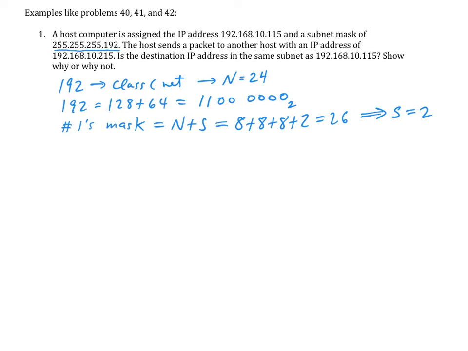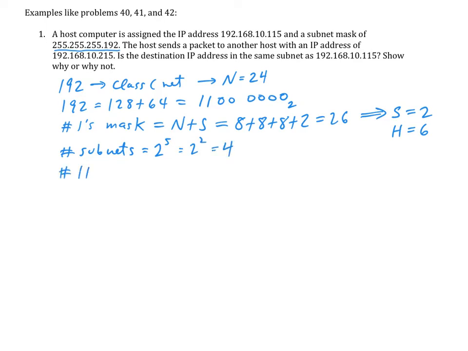So without subnetting, we have n equal to 24 and h equal to 8. 24 plus 8 is 32, the full length of the IP address. But now with subnetting and with this mask, we have 2 bits taken for the subnet. So s is 2, and now h is just 6. 6 plus 2 is 8 for that last byte. And so the number of subnets is 2 to the s, which is 2 squared, which is 4.